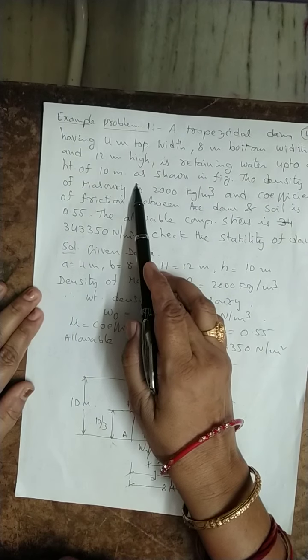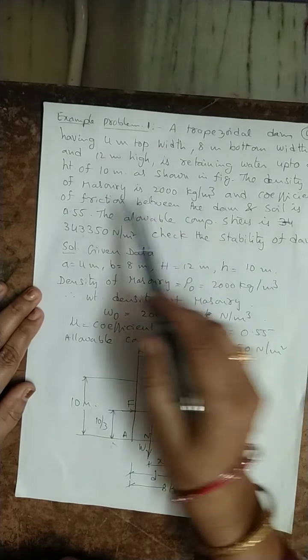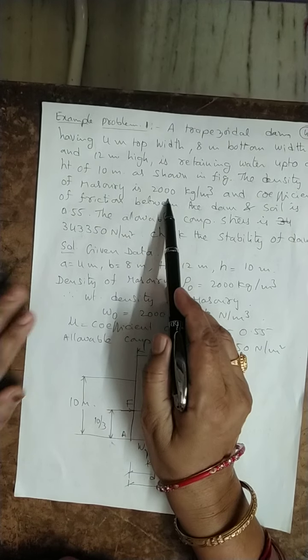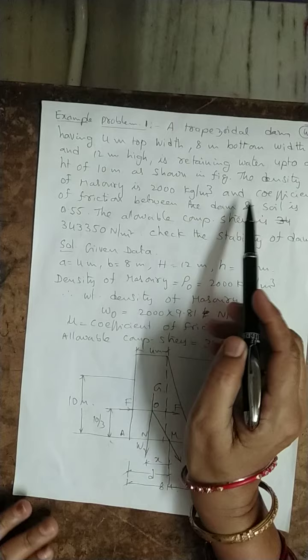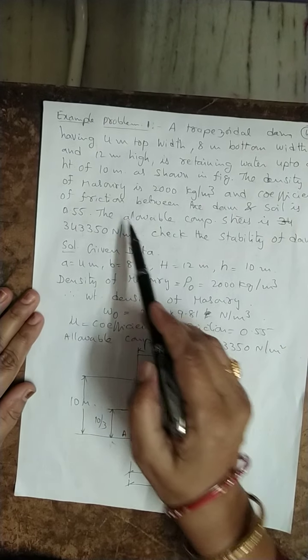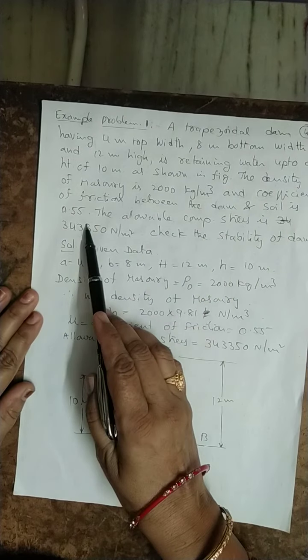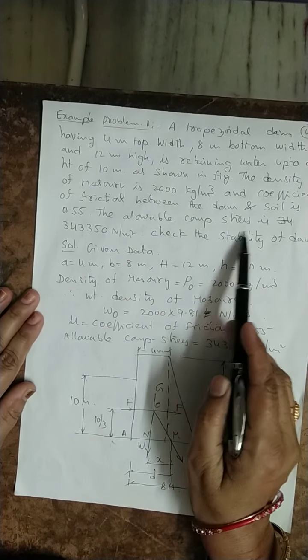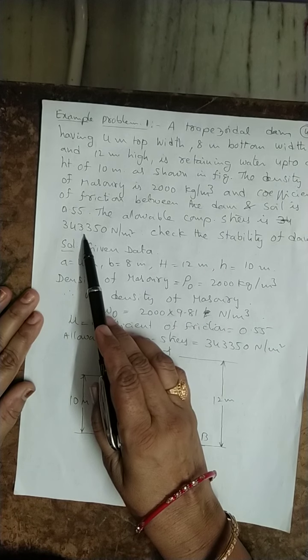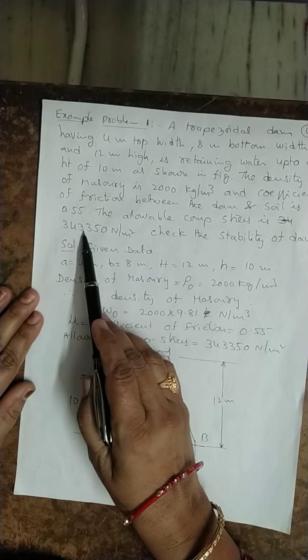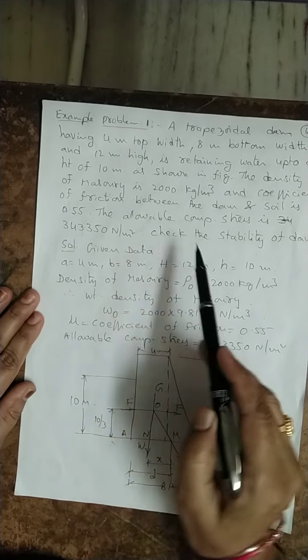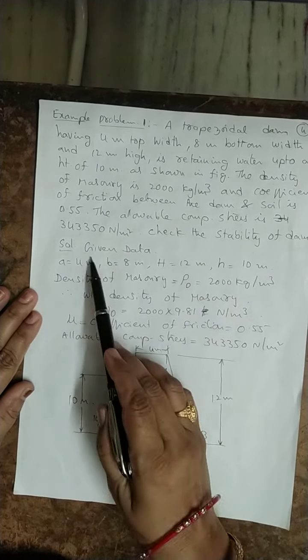to a height of 10 meters as shown in the figure. The density of masonry is 2000 kg per cubic meter and the coefficient of friction between the dam and soil is 0.55. The allowable compressive stress is 34,350 newtons per square meter. You have to check the stability of the dam.